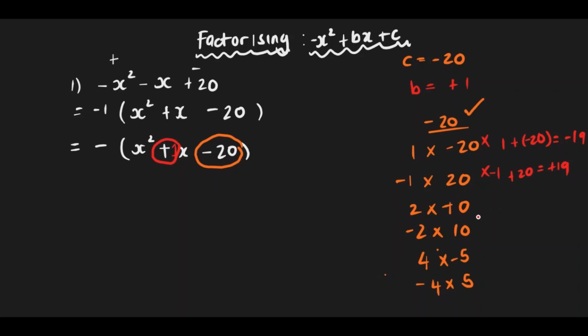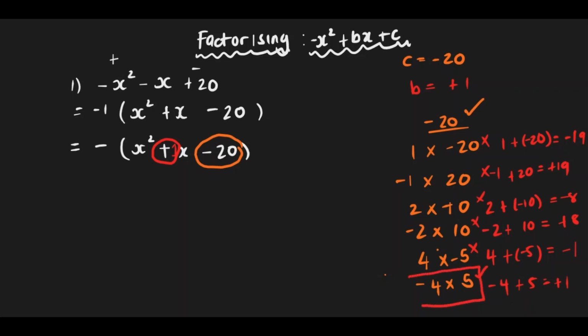Then here, 2 plus negative 10 gives negative 8, which does not satisfy this. Negative 2 plus 10 gives positive 8, which does not satisfy this. 4 plus negative 5 gives negative 1, which does not satisfy because we want a positive 1. And the last one, negative 4 plus 5, gives a positive 1. So this one satisfies. So these are the factors that you're going to use in the bracket.